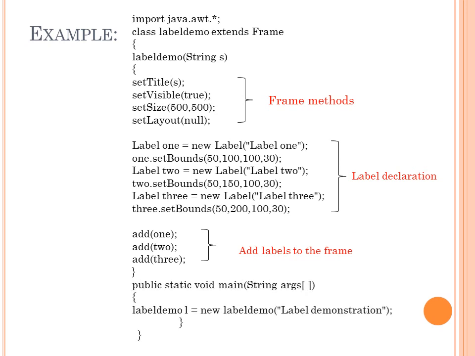Next we are going to define the main class, that is public static void main string args. So label demo, L is the object of label demo, is equal to new label demo, and over there we are going to write the frame name as label demonstration.